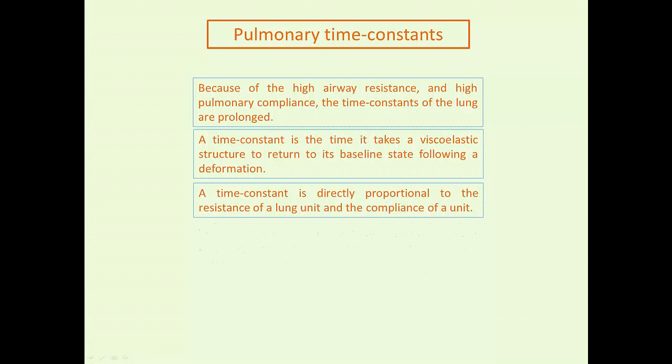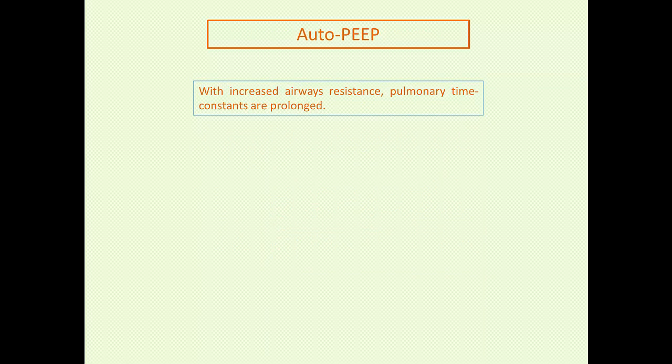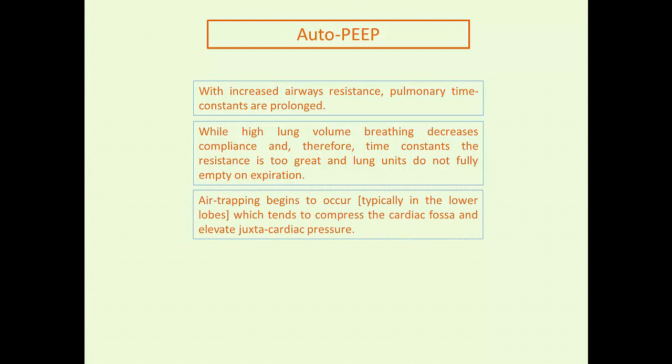And that's essentially what I've just talked about. So high resistance, high compliance will result in a long time for this portion of the lung to return to its pre-deformation state. So with increased airways resistance, pulmonary time constants are prolonged. And while high lung volume breathing decreases the compliance and therefore time constants, the resistance is typically too great and the lung units do not fully empty on expiration. And this results in air trapping, and it tends to occur most commonly and most easily in the lower lobes. And this tends to compress the cardiac fossa and therefore elevate the juxtacardiac pleural pressure, which is the pleural pressure just around the pericardium.